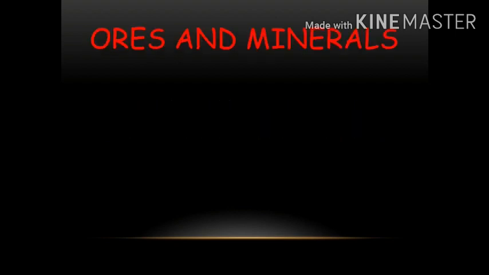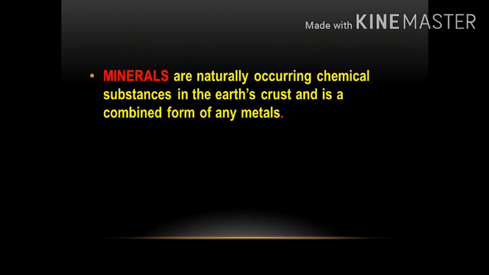Ores and minerals. What are ores and minerals? That we can look at right now. Minerals are naturally occurring chemical substances in the earth's crust and are a combined form of any metals. So minerals are naturally occurring chemical substances which are present in the earth's crust itself, and they will be of any combined form of metals. It will contain metals in its combined state.